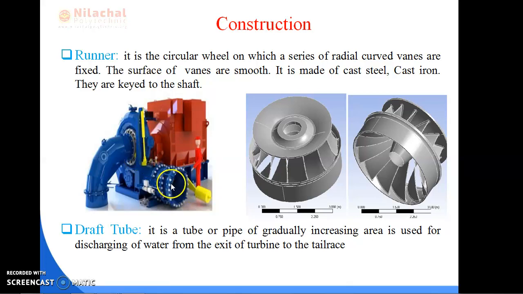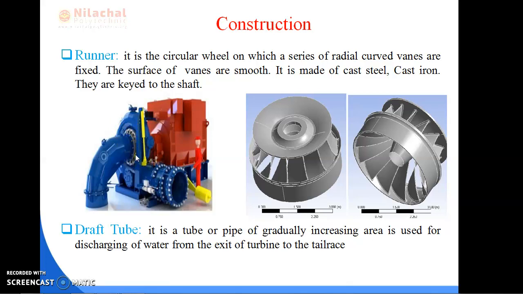So this is an inward flow reaction turbine. The water enters the casing at the outer radius, radially, but it moves axially while it is at the outlet.